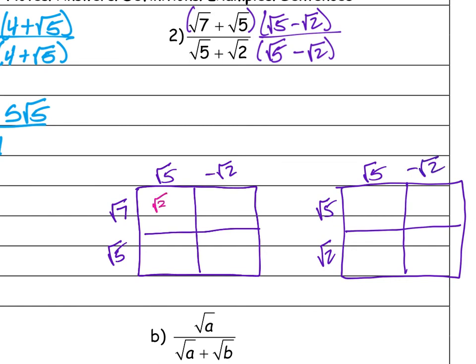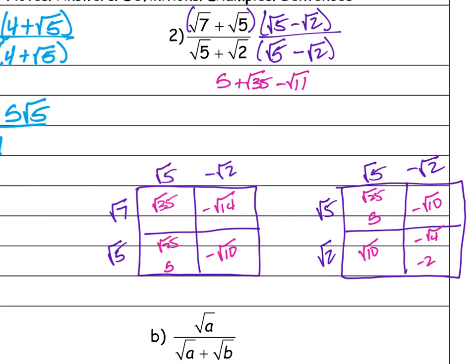This is the square root of 35 minus the square root of 14, square root of 25, which is 5, and minus the square root of 10. Yeah, that's right. Okay, so this is the square root of 25, which is 5, minus square root of 10, plus square root of 10, minus square root of 4, which is negative 2. So in my numerator, we're going to get 5 plus the square root of 35 minus the square root of 14 minus the square root of 10. So lovely. Over 5 minus 2 is 3.